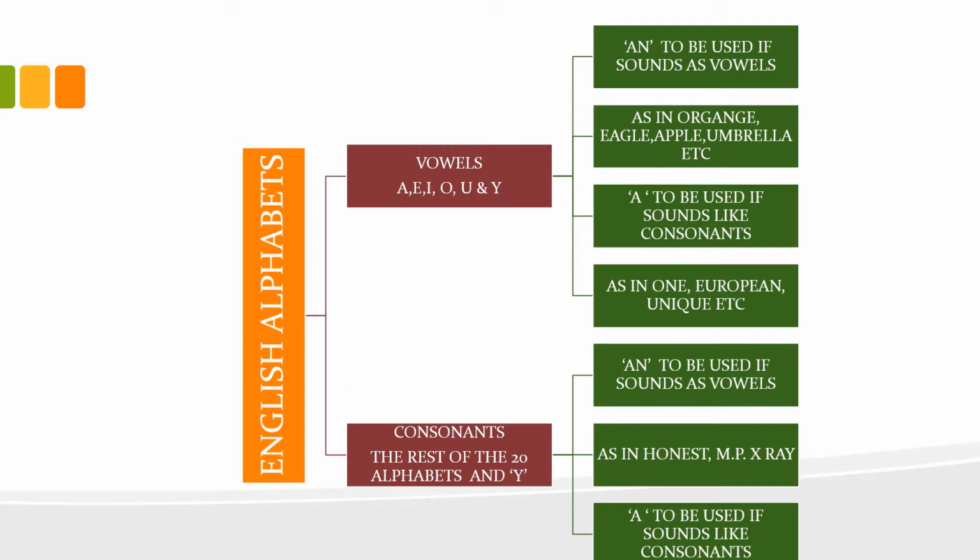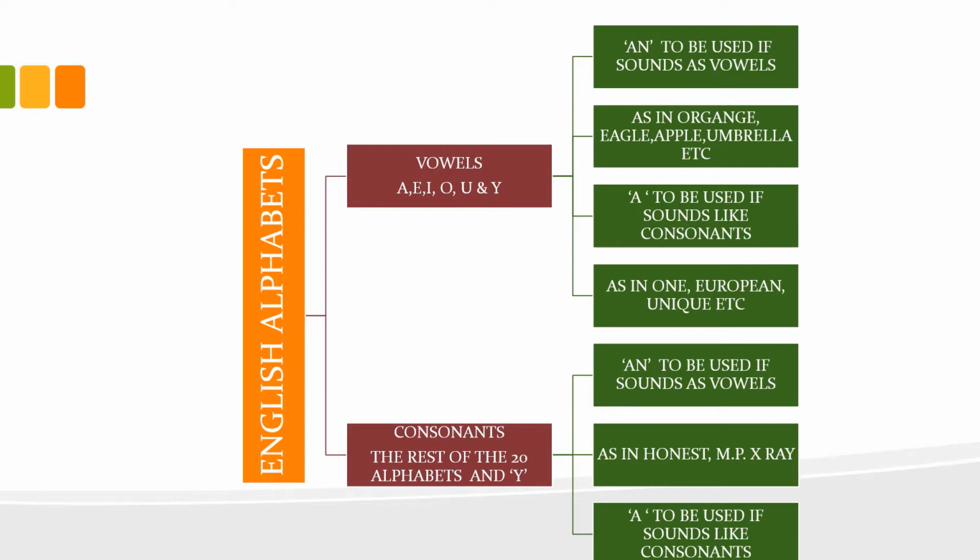There are 26 letters or alphabets in the English language. These alphabets are classified as vowels and consonants. There are 5 pure vowels such as A, E, I, O, U, and 20 pure consonants. Y is a semi-vowel because it can be used as a vowel also, but basically it is used as a consonant. So we can say that there are 5 vowels plus Y, and the rest are consonants.